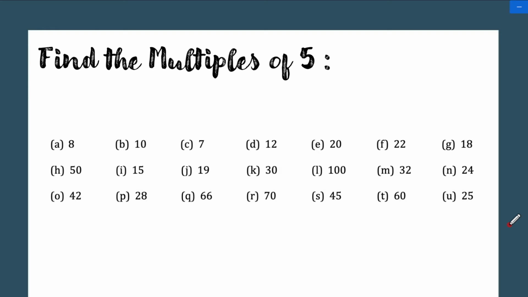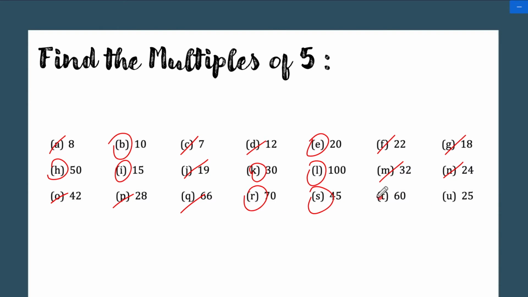Okay, let's have a look. This one, no. This one, yes. No, yes. No, yes, no, yes, no. And the rest of them are, oh, yes. Good. Okay, so those are the ones that divide exactly by 5.